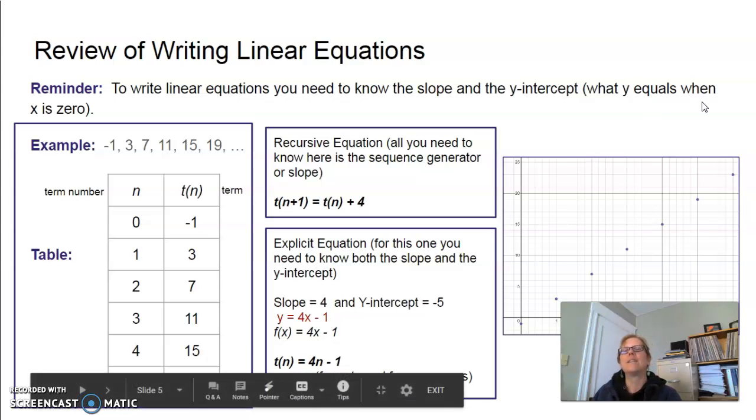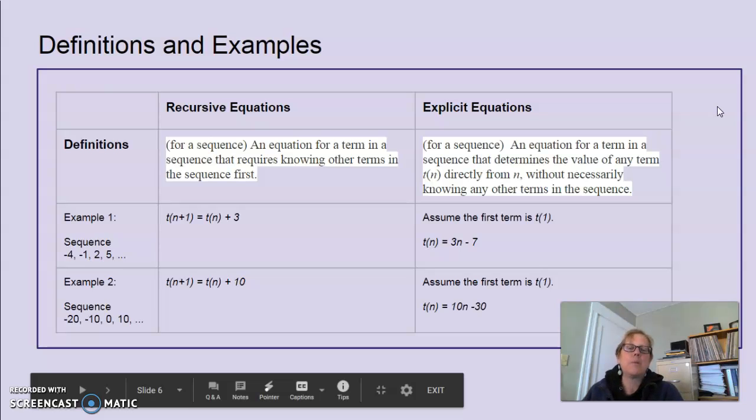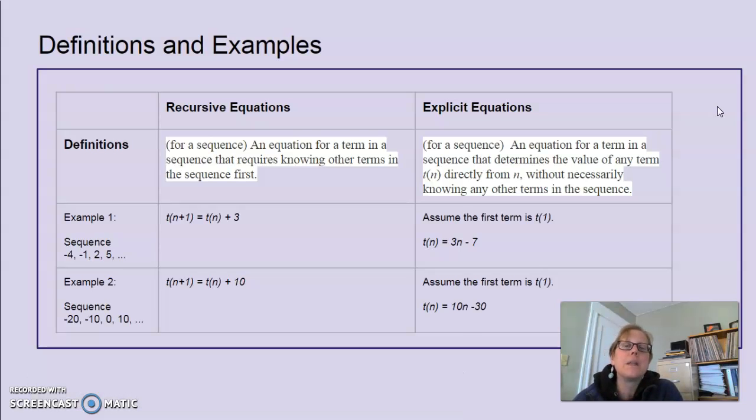All right, let's take a look at this table. I've got some examples here, and I want you to stop the video and take a look at this a little bit more. I've got the definition that came right from the text for recursive equations and explicit equations. Note, for recursive, you're required to know other terms. For explicit, you're not. So stop the video, take a look at this, and see if this makes sense to you. If not, go back to the previous slide and review that a little bit.